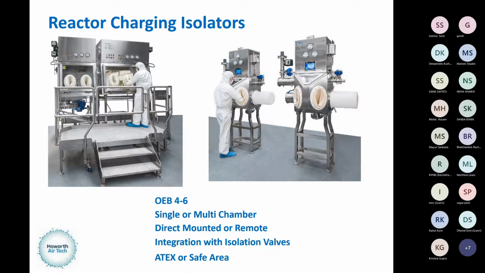Or we have small scale, what we call bullnose isolators. So they have that pointy front, and this allows us to get close to the reactor, and we're handling small volumes of products. We're talking grams here, so we can charge that directly into the process.